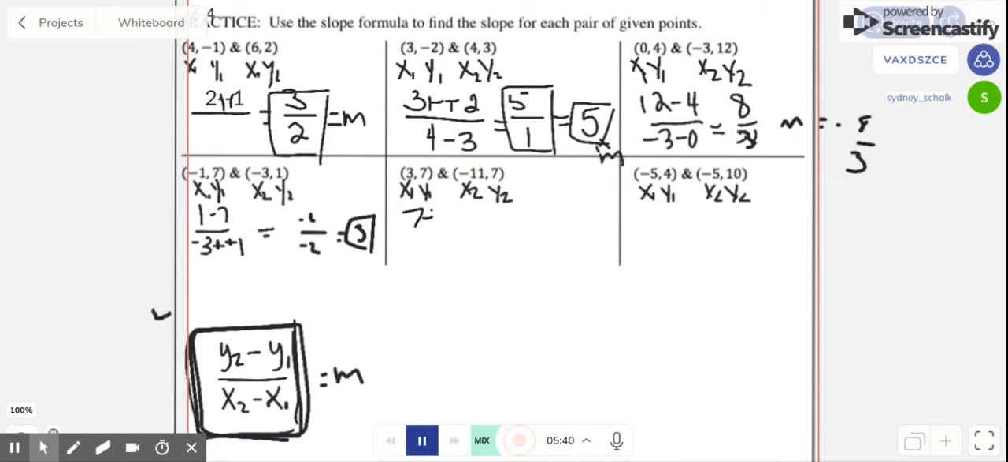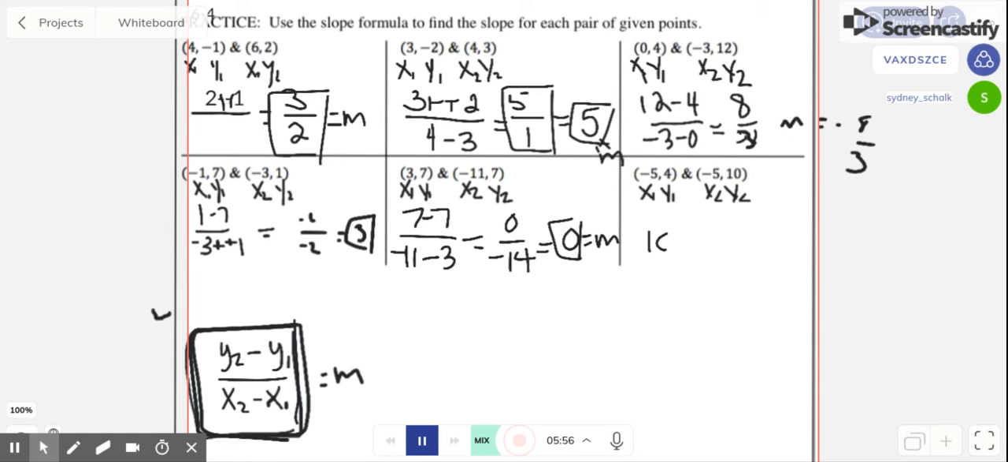Next one, we have 7 minus 7 over negative 11 minus 3. Well, that gives me 0 over negative 14. But 0 over anything is just 0. So my slope is 0.